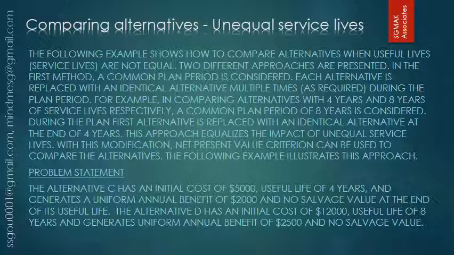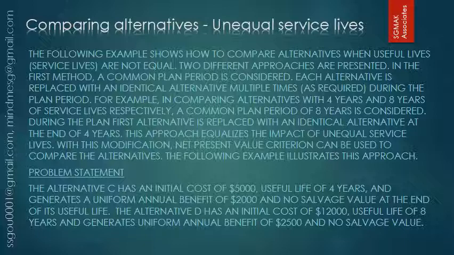What do you do when you have unequal service lives? The following example shows how to compare alternatives when useful lives or service lives are not equal. Two different approaches are presented, so we'll solve in two different ways. In the first method, a common plan period is considered. We pick a common plan period.